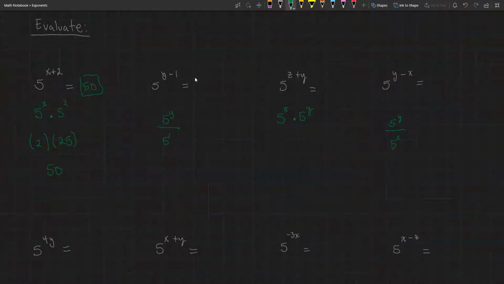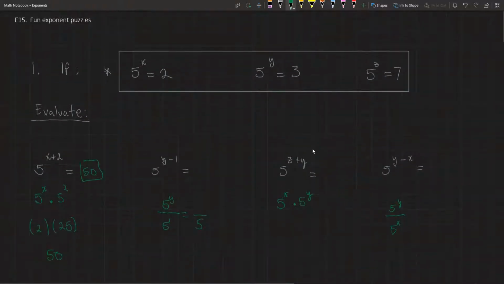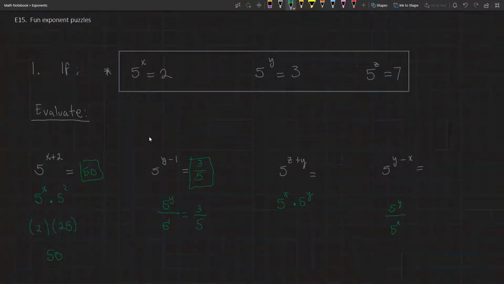All right, what does this expression simplify to? Can we simplify further? 5 to the first is just 5. And we know that 5 to the y is 3. Therefore, this expression is 3/5. That's pretty cool. That wasn't very clear at first, but now that we rewrote it, it's like, oh yeah, it's 3/5. It's very easy to see.